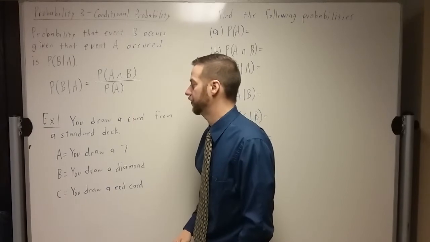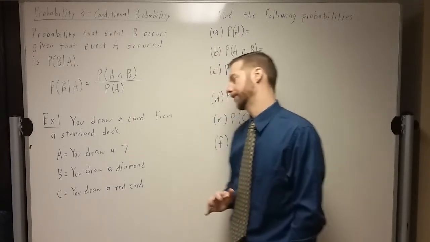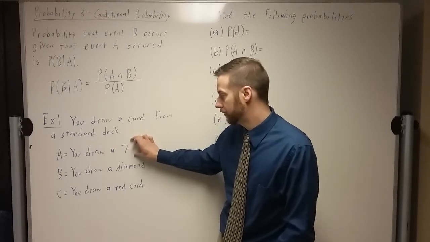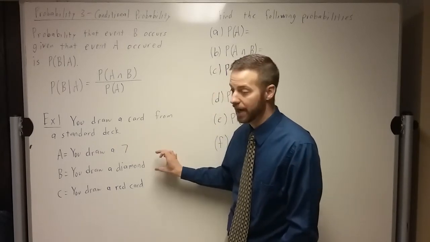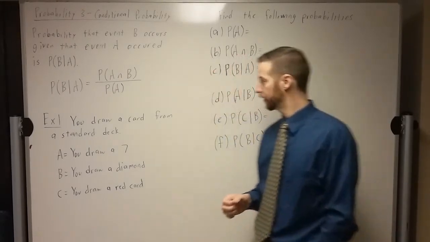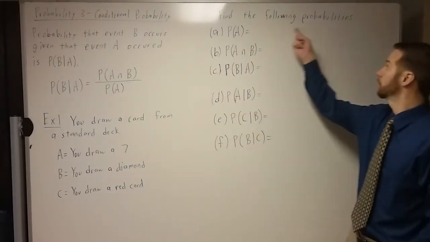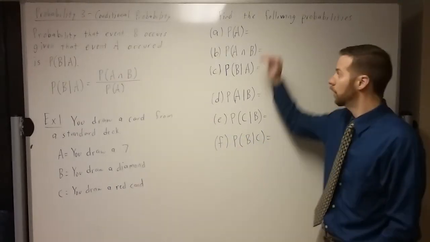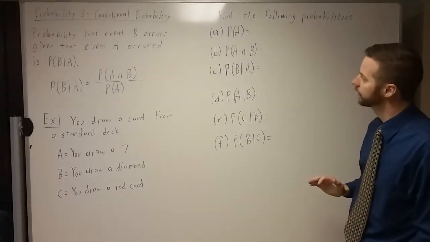So you draw a card from a standard deck. Remember, standard deck, 52 cards. Event A is you draw a 7 from that deck of cards. Event B is you draw a diamond from that deck of cards. Event C is you draw a red card from that deck of cards. So we're going to see if we can find some probabilities if those are A, B, and C. So I have them all in notation here instead of in words.